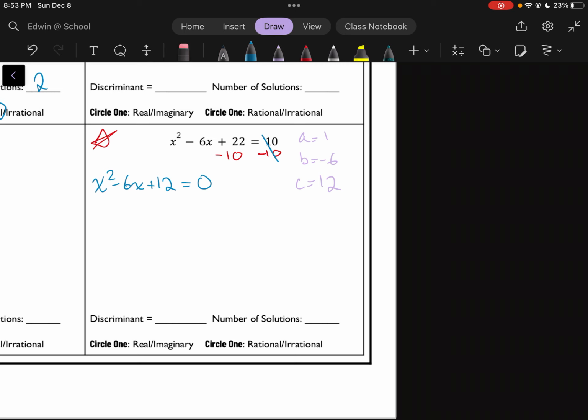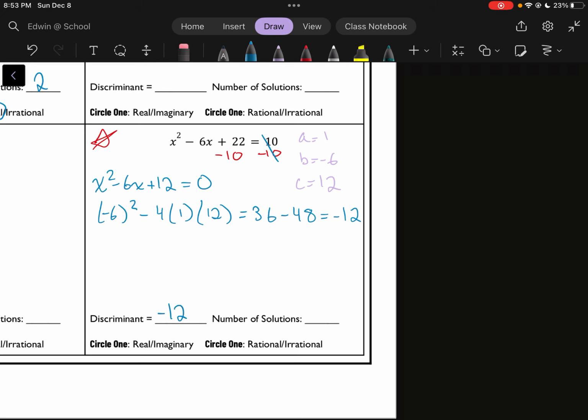And we're going to do the discriminant equation. So b squared, which is negative 6 squared, minus 4 times a, which is 1, and then times c, which is 12. So let's see what we've got. Negative 6 squared, that is 36. Minus 4 times 1 times 12, well, that is just minus 48. And this is minus 12.